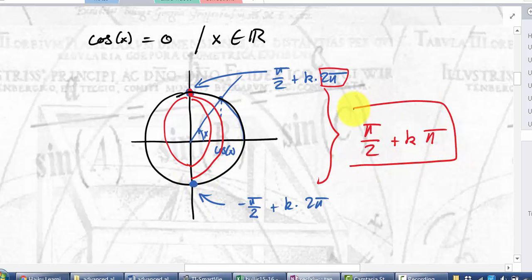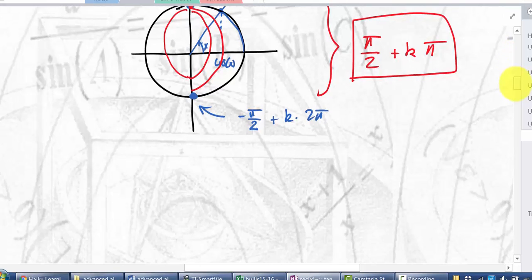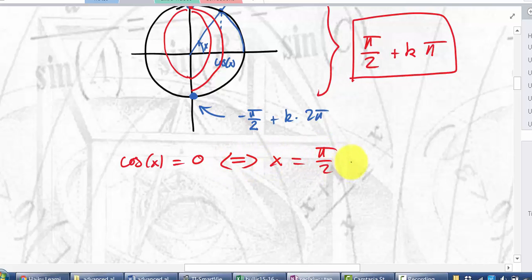So this is where cosine is equal to 0. Let's write that down. Cosine x equals 0 if and only if x equals pi over 2 plus k times pi, such that k is an integer. This notation describes all the positions where cosine is equal to 0.